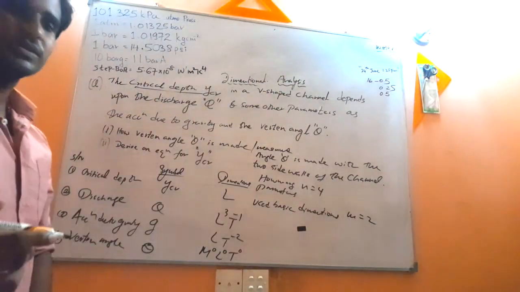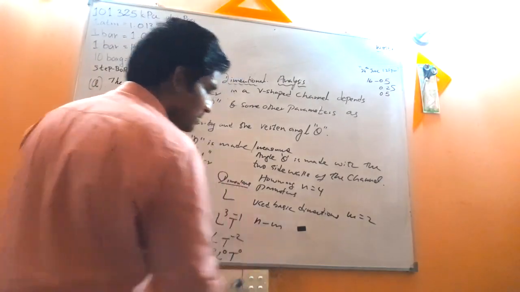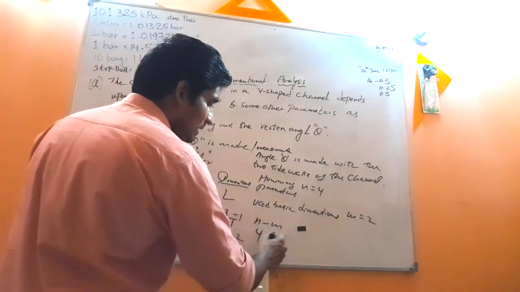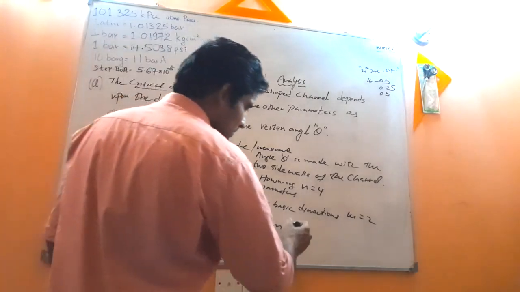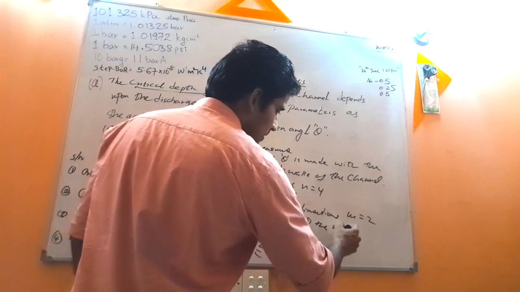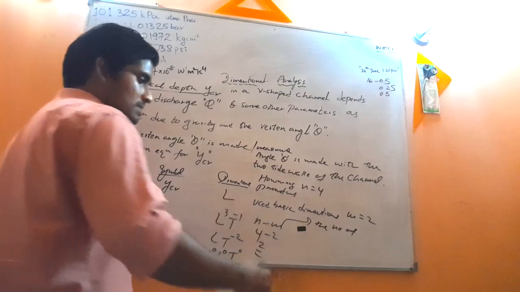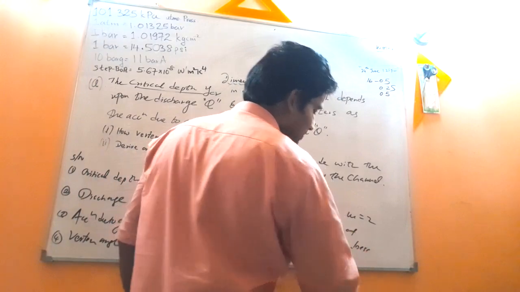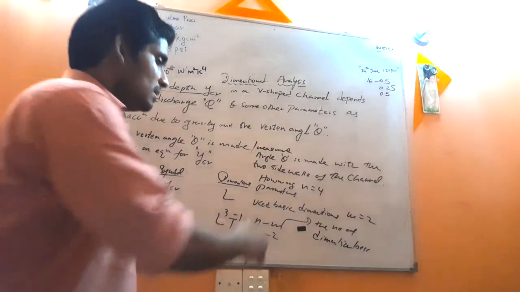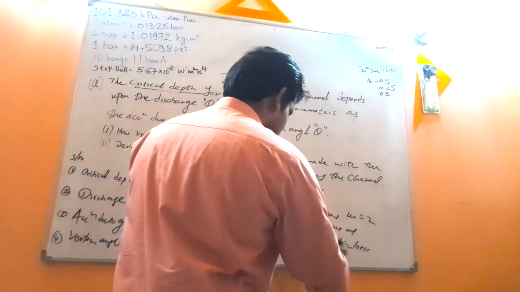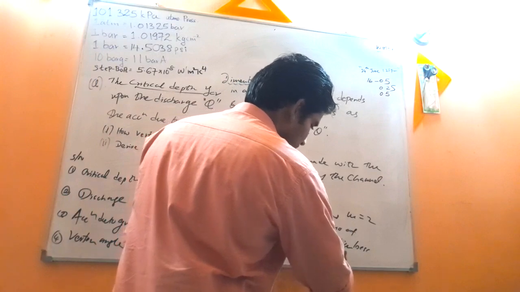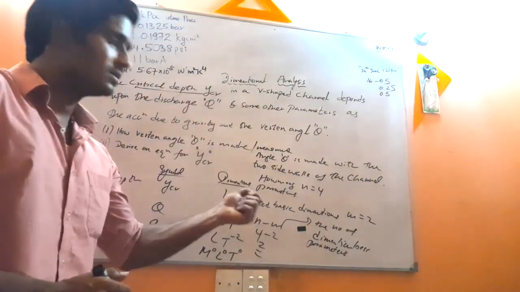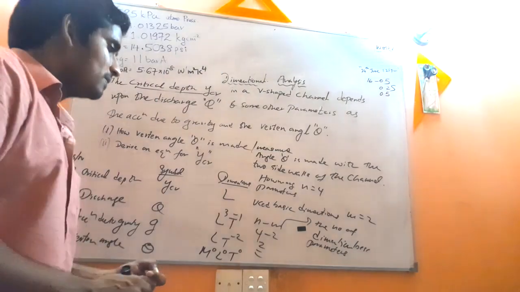Now there is a special equation given by n minus m. What is n? 4. And m is 2. So 4 minus 2, the answer is 2. This equation gives the number of dimensionless parameters or quantities. So n minus m gives the number of dimensionless parameters, and that is 2.